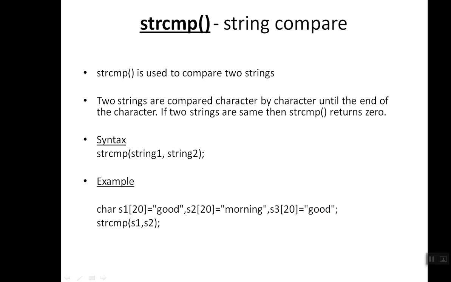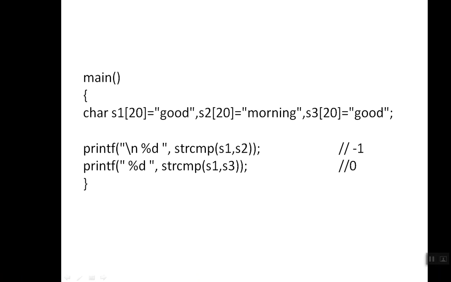Listen to this example. S1 is equal to good, S2 is equal to morning, S3 is equal to good. Here I'm going to compare both S1 and S3. Now all the characters are the same, so it's going to return 0. Now I'm comparing good with morning. So the ASCII code of M is greater than the ASCII code of G. So it is going to return minus 1. If it is less than, it is going to give plus 1. So if it is greater than, it returns minus 1. If it is equal, it returns 0. Okay.